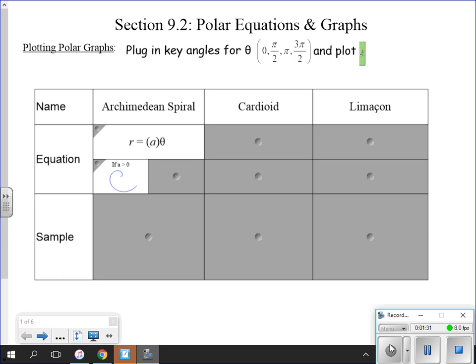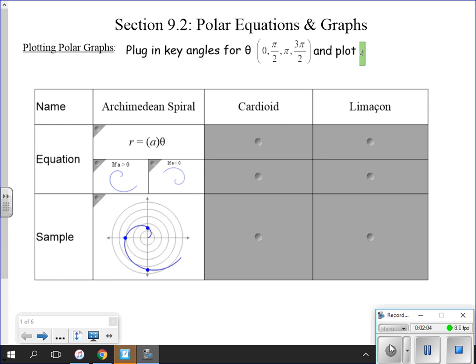If a is larger than 0, i.e. positive, it spirals out from the center in an anti-clockwise, talking British, fashion. If a is smaller than 0, it goes the other way. So if you have a negative theta, that's what they look like. And there's a sample equation.